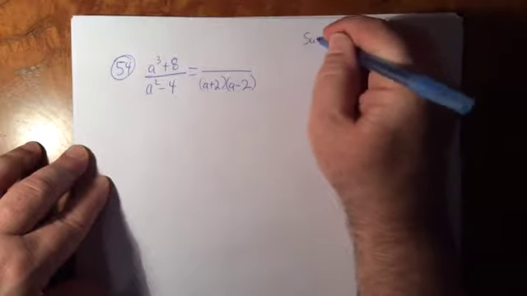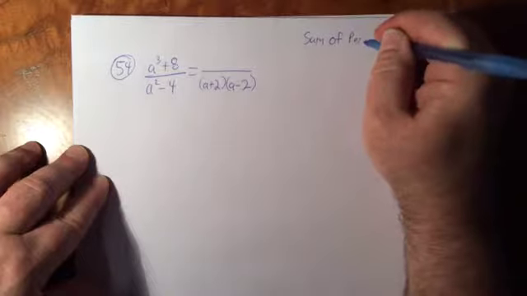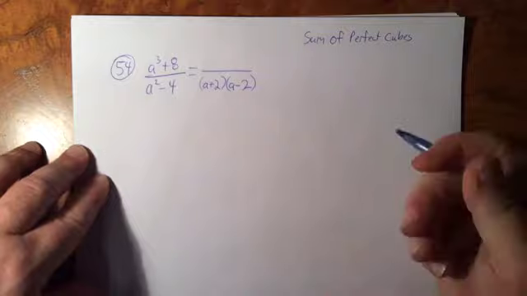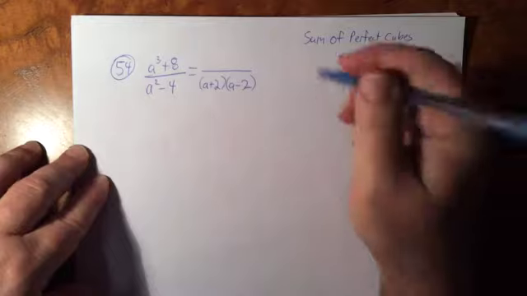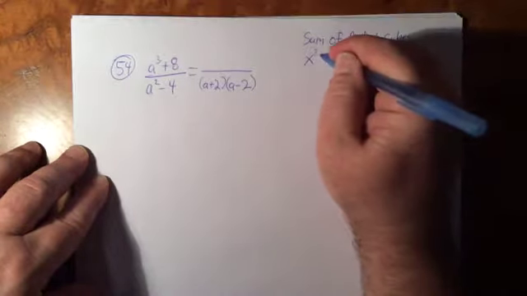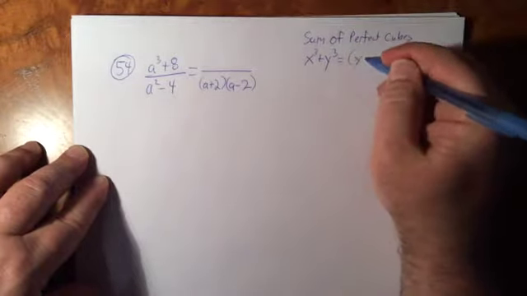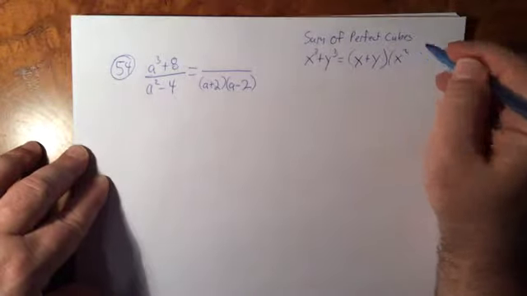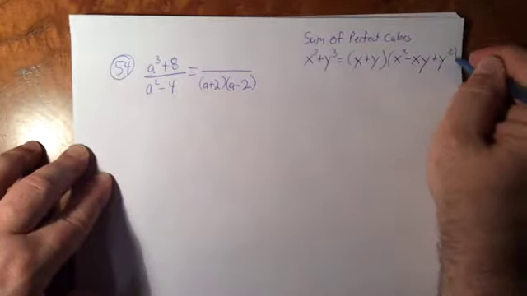This type of factoring requires a formula. So this is the sum of perfect cubes. Again, this is going to be another type of factoring that I will be providing examples for and giving students the opportunity to practice. So the formula for something of the form x to the third plus y to the third is that it is factored in the form of x plus y times x squared minus xy plus y squared.